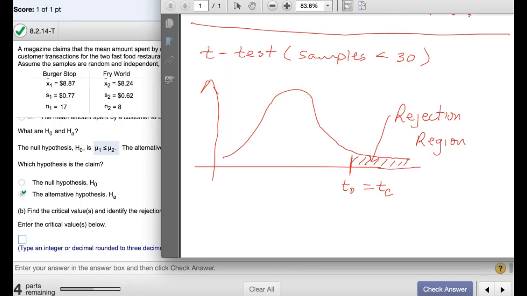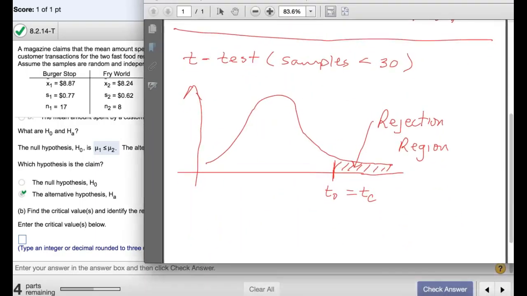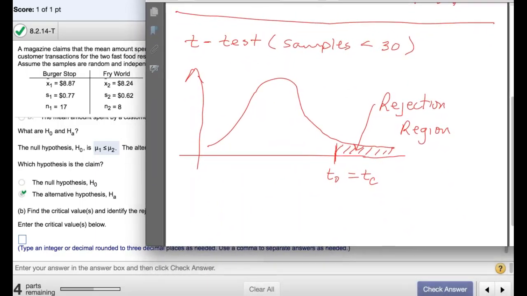And so for this problem here, if we look, we see that our alpha is 0.10. So what that means for us is that what we really want to find is the t distribution value when the probability, or the area under the curve here, is 0.90. So that's what we're looking for.